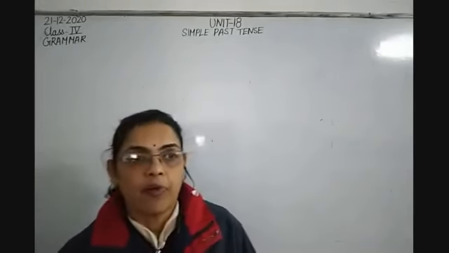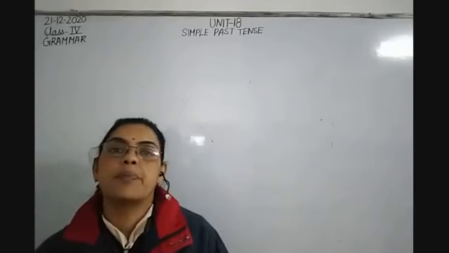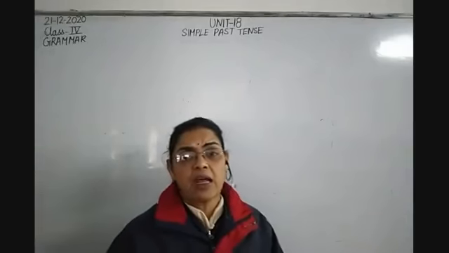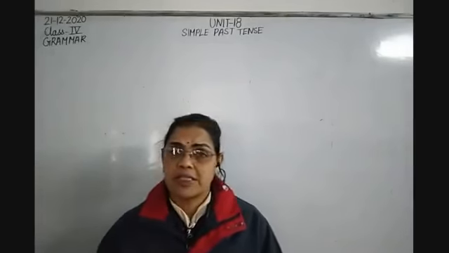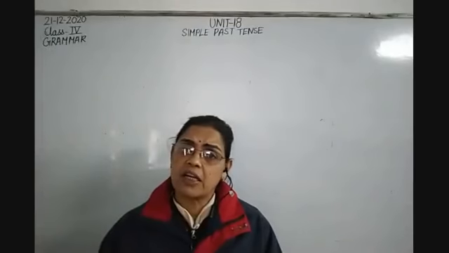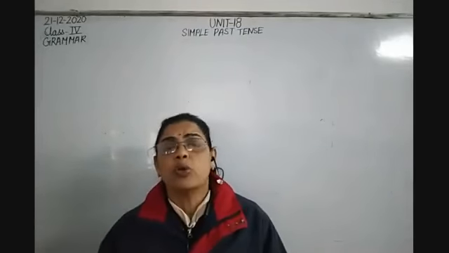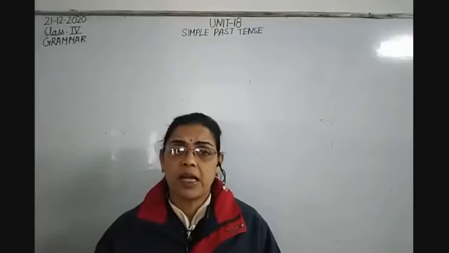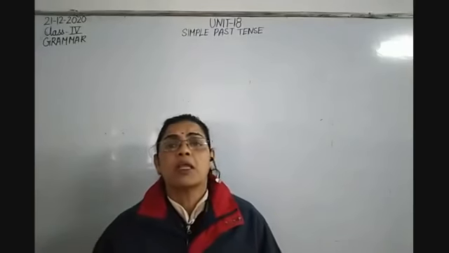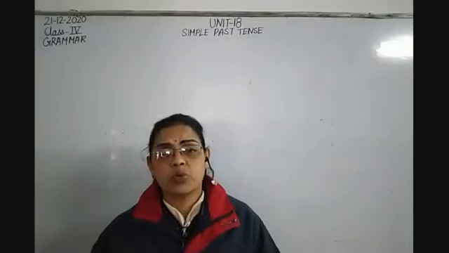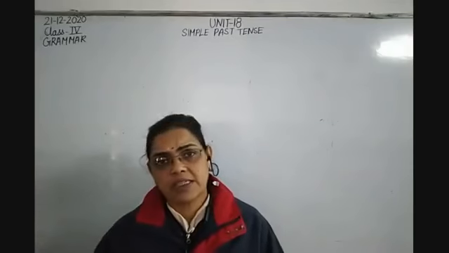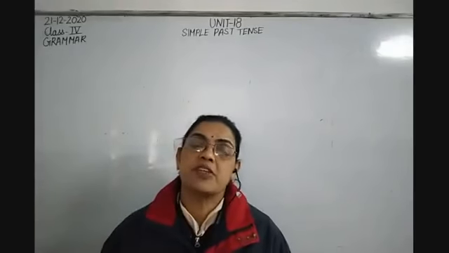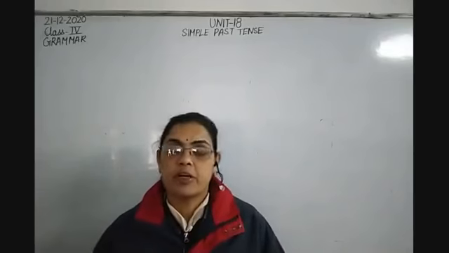So children, for framing an interrogative sentence in simple past tense, what do you need to do? First of all, you must identify and underline the verb in the sentence. Once you identify and underline it, you will note that the verb is in the past form. Why are you underlining it? Because you need to remember that the verb always remains in its root form in an interrogative sentence in simple past tense. बेटा सिंपल पास्ट टेंस में जब भी हम इंट्रोगेटिव सेंटेंस फ्रेम करेंगे, our verb will remain in the root form.